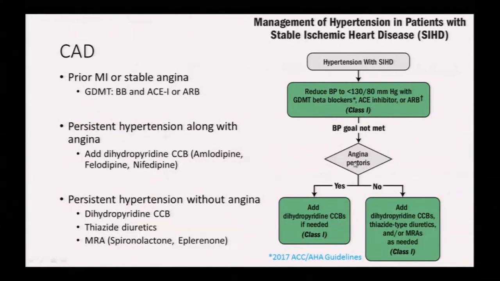If they do not have any angina, then you could use a calcium channel blocker, you could use a thiazide diuretic, or MRA, which would be spironolactone or eplerenone. So if they have angina, start with a calcium channel blocker, and that would target hypertension and target relieving angina symptoms at the same time.